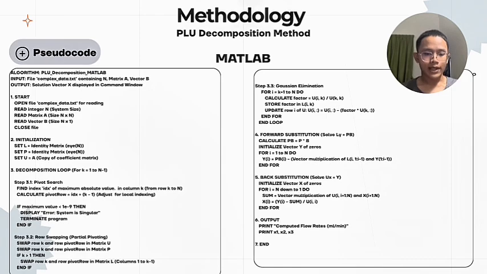If the maximum value is less than 1e to the power of negative 9, which is equal to 0 in programming language, then display error: system is singular. If not, then we start with the row swapping. After the row swapping, we continue with Gaussian elimination. After that, we continue with forward substitution, then back substitution, then we print the computed flow rate.